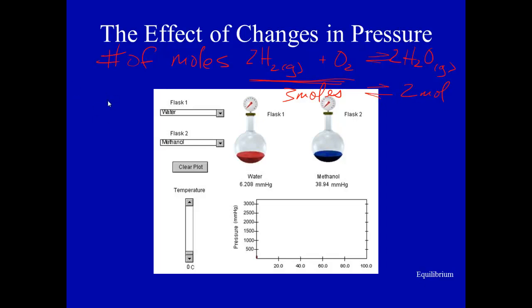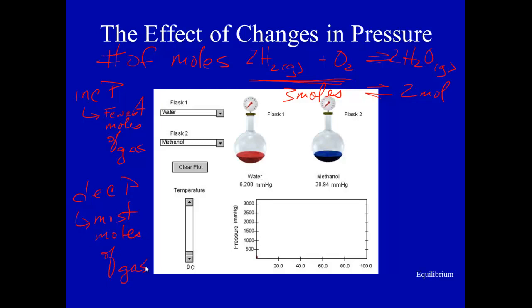So if I'm looking at the concept of number of moles, if I increase the pressure, it's going to go to the side with the fewest moles of gas. It's got to be gas in these cases when we're dealing with pressure. If I decrease pressure, it's going to shift the equilibrium to the side with the most moles of gas.